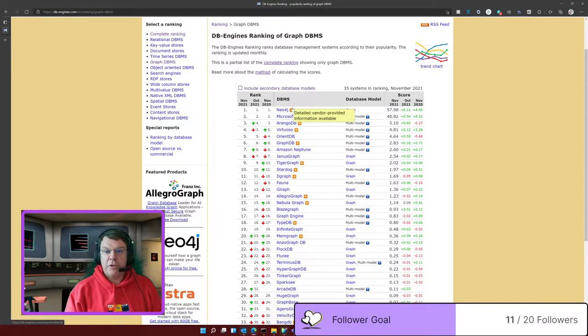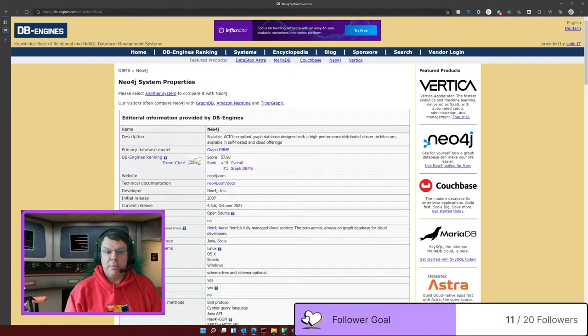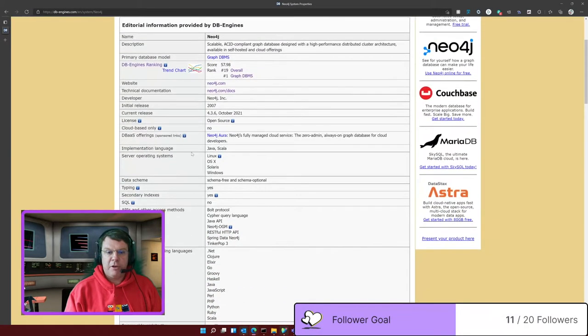So Neo4j. The indicators here mean that you get detailed vendor information about it. So if I click over here, I see information about Neo4j. And again, this is provided by the vendor.